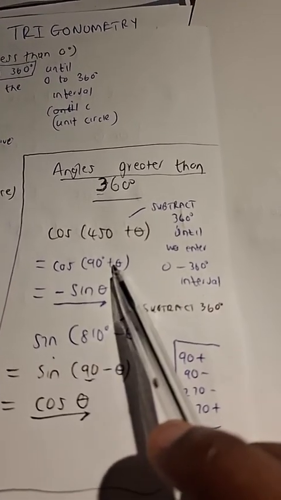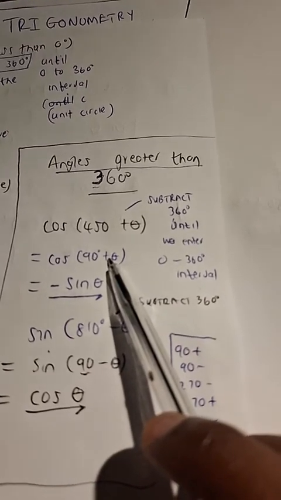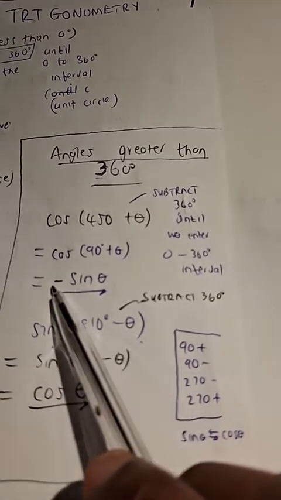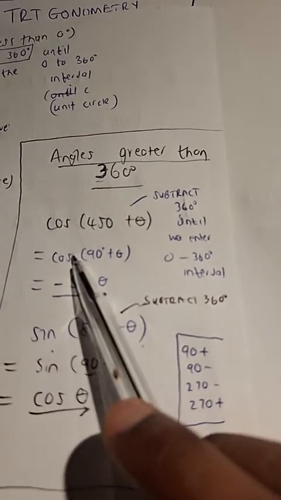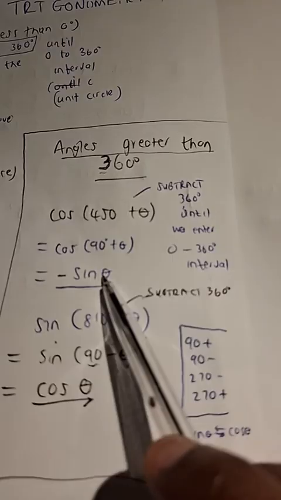90 plus theta is in the second quadrant. How is cos in the second quadrant? It's negative, but since we are dealing with the co-ratio, cos changes to sine, so our answer is negative sine theta.